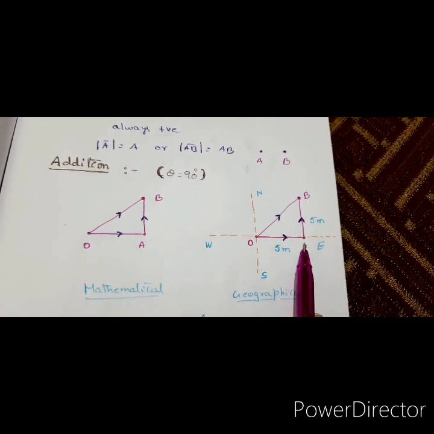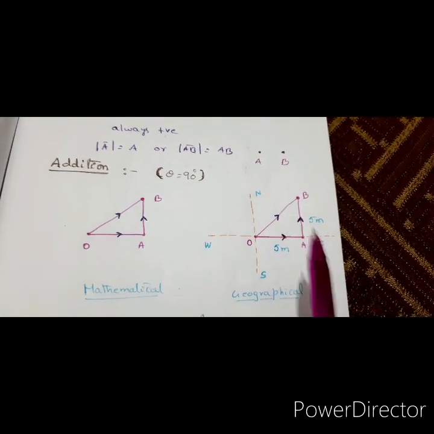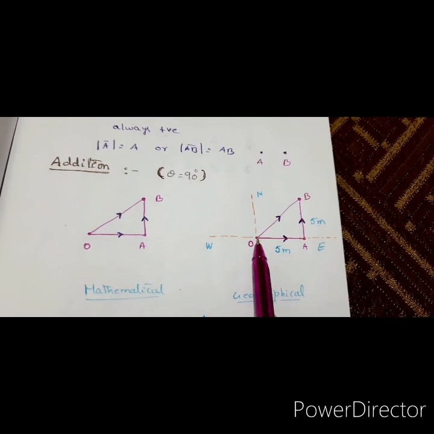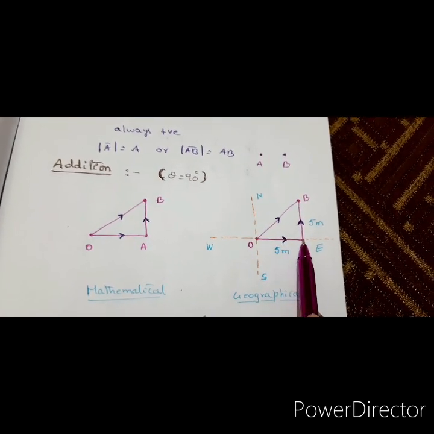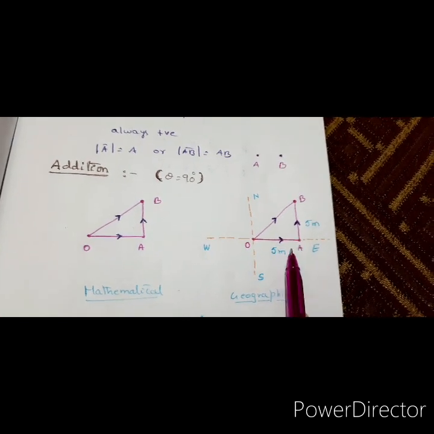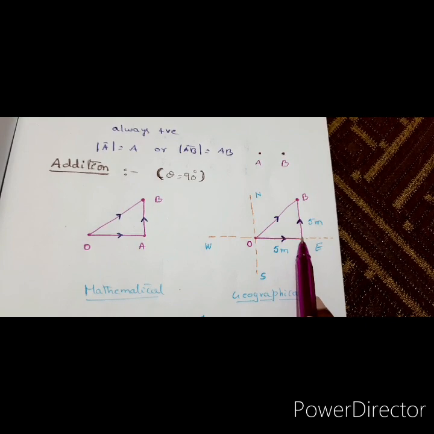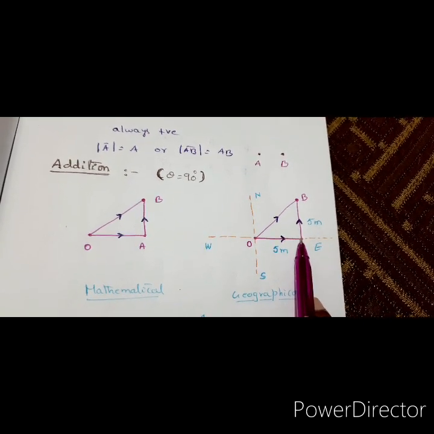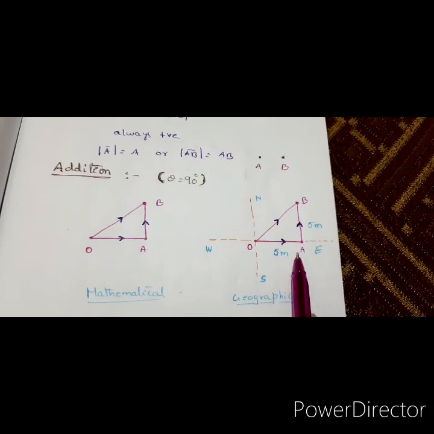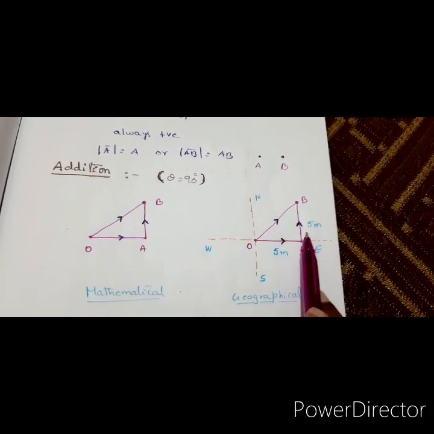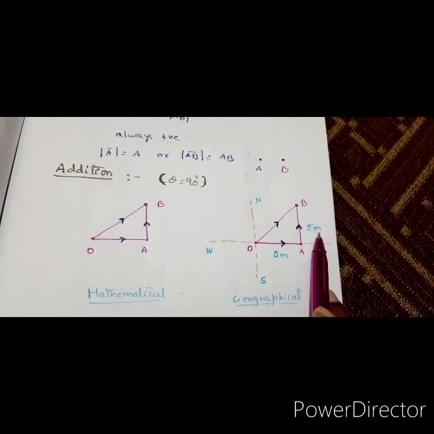After a displacement of 5 meters, he is heading towards north. So now this is the same. Starting from O, the man moved to A, covering a displacement of 5 meters. And again, he changed his direction of motion towards north, that is from A to B. Now he moved by a distance of 5 meters.